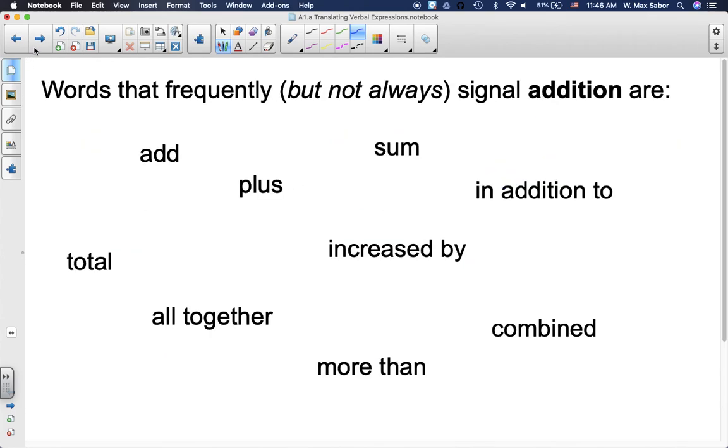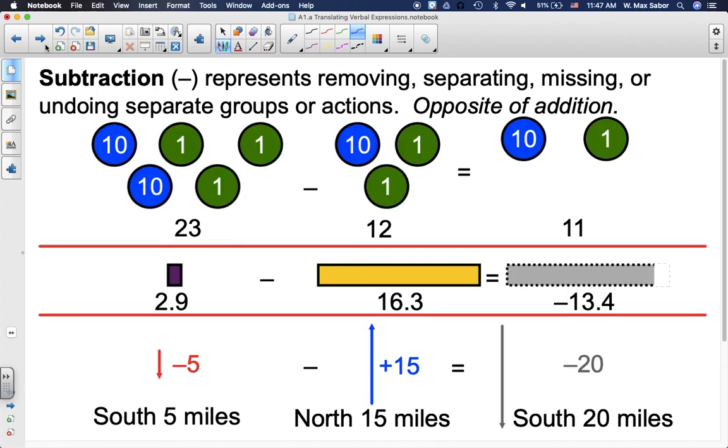These are words that frequently signal addition. You can read them yourself. Just be careful: not always. There are times that you'll see these words and it will not be addition. Subtraction represents removing, separating, missing, or undoing separate groups or actions. It's the opposite of addition. So if we take that same 23 and remove 12 tiles from it, we're taking 2 ones and a 10 and subtracting that out, and we're left with 11 tiles.